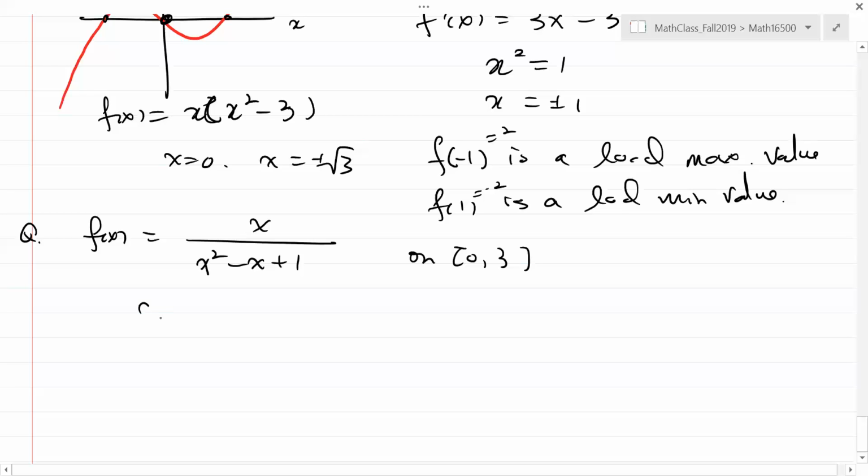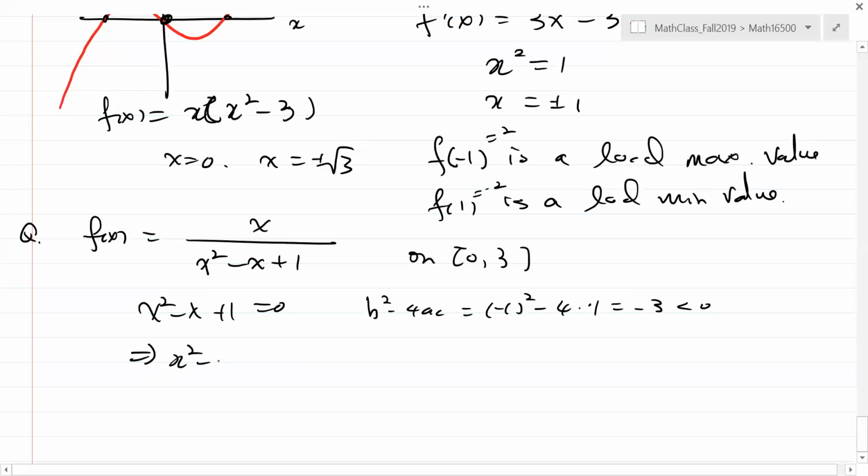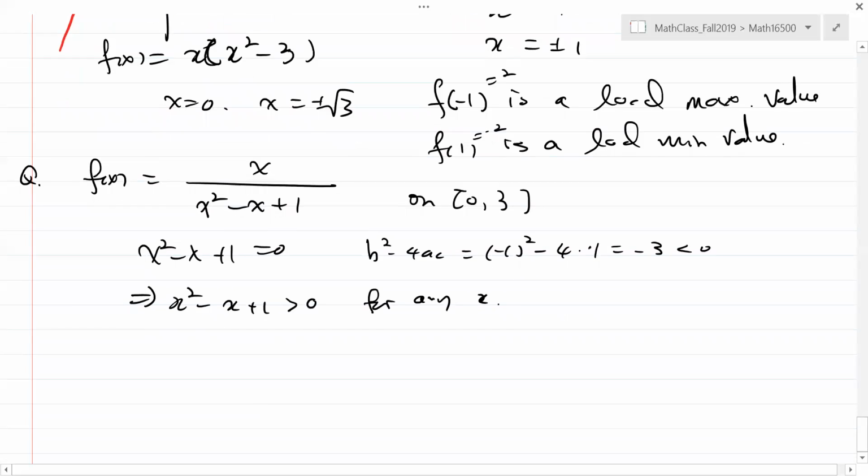Can x squared minus x plus 1 be 0 or not? I'm trying to solve this equation. If the equation has no solution, it's always positive. So b squared minus 4ac, remember the quadratic formula. It's negative 1 squared minus 4 times 1, which is negative 3, less than 0. So it does not have any zeros. If it's positive somewhere, then it's positive everywhere. So x squared minus x plus 1 is always positive for any x. So don't worry about the denominator.